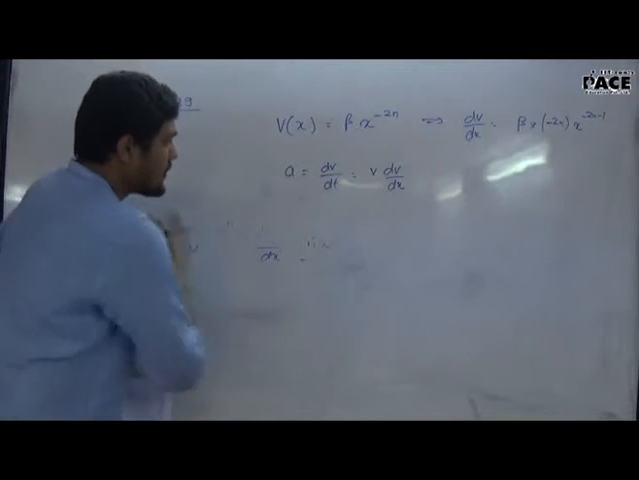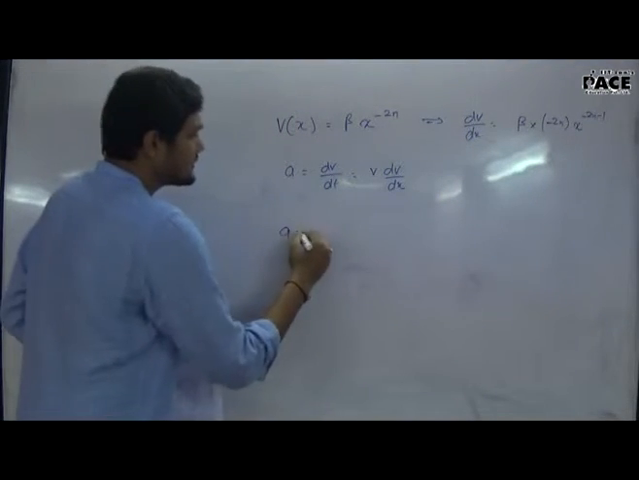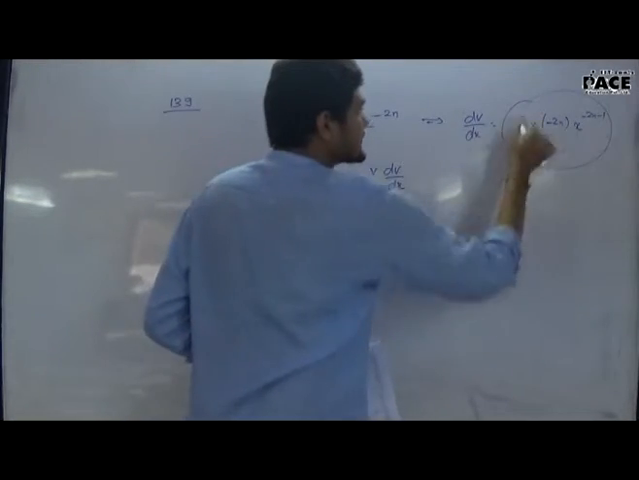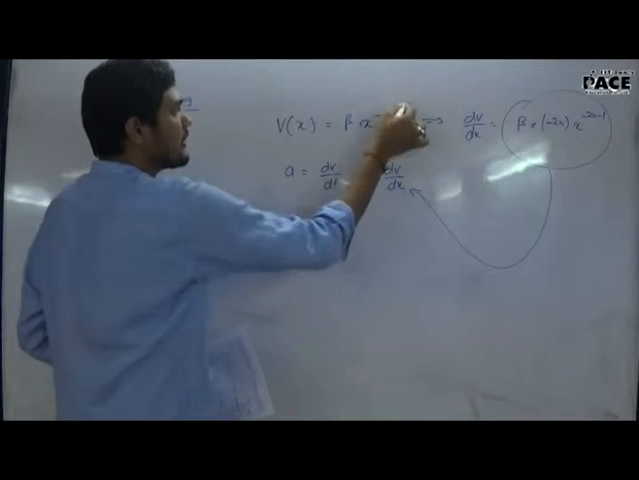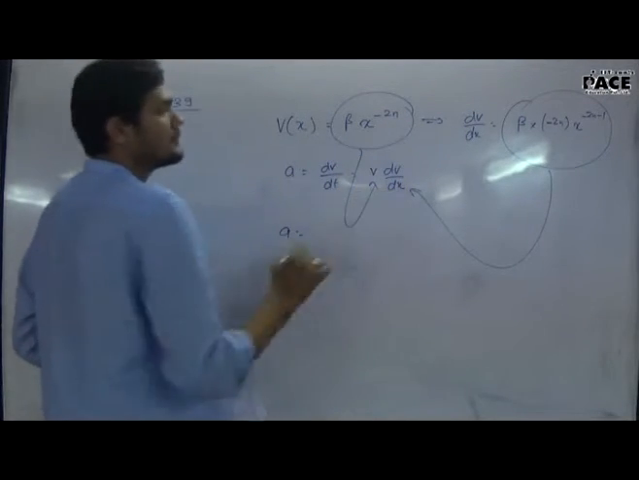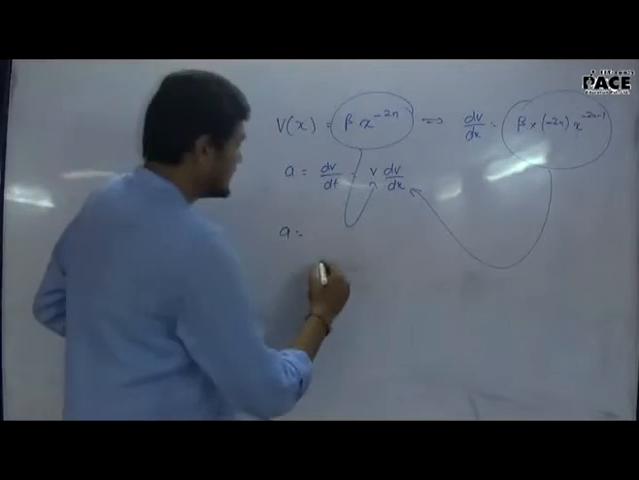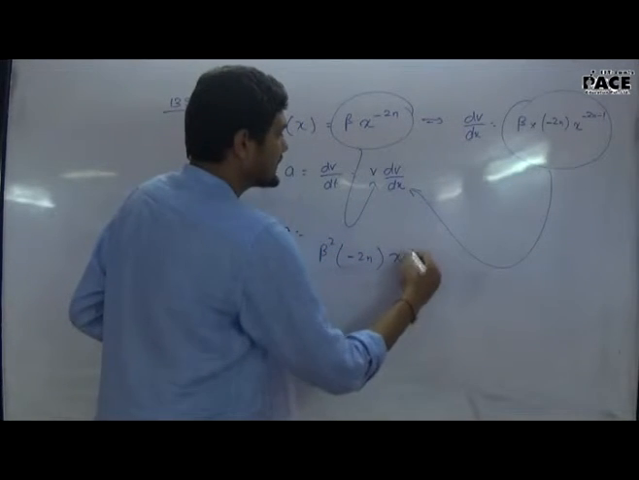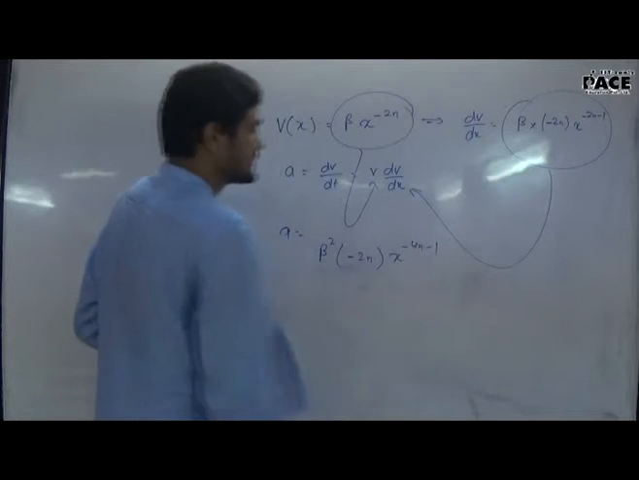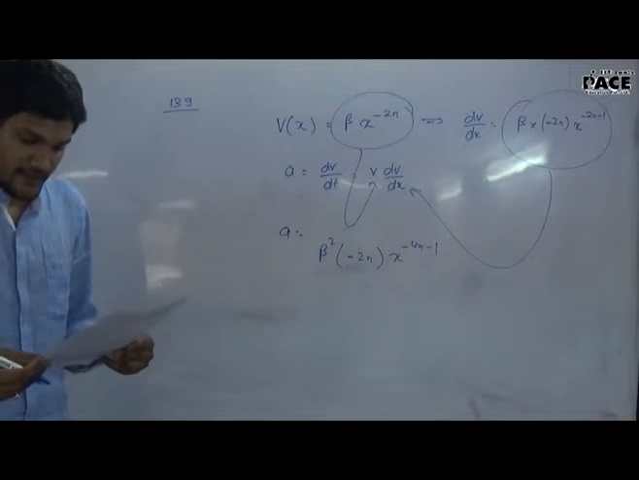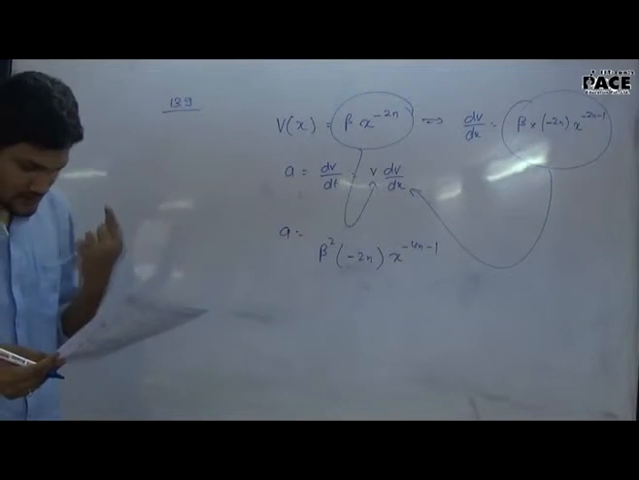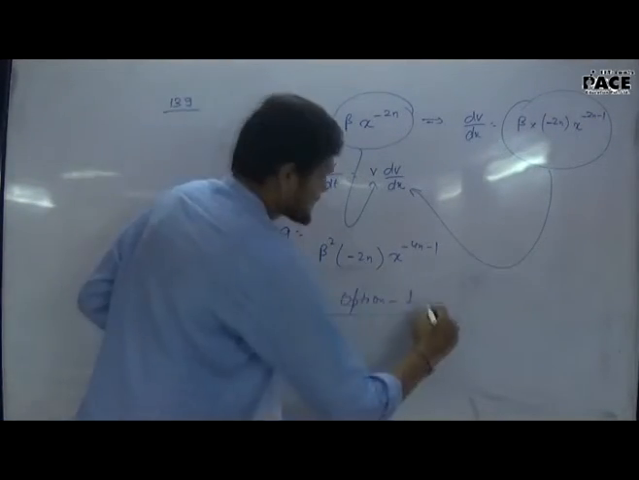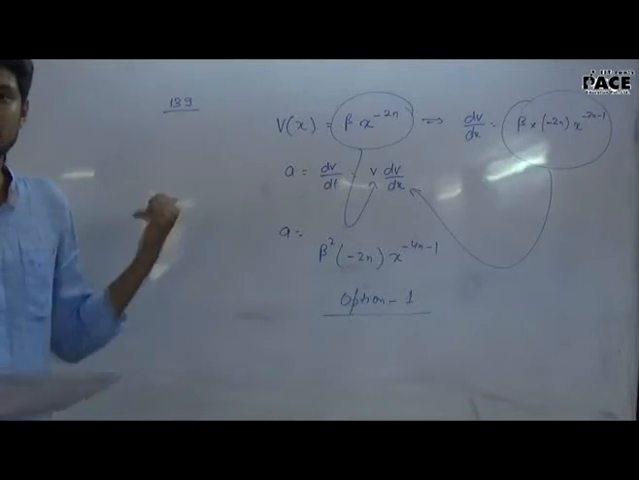Now for acceleration, we'll just multiply velocity with dv by dx. We'll take this dv by dx from here and velocity from here and put these values here. You'll get beta square times minus 2n into x raised to minus 4n minus 1. So option 1 seems to be correct. This was question number 139.